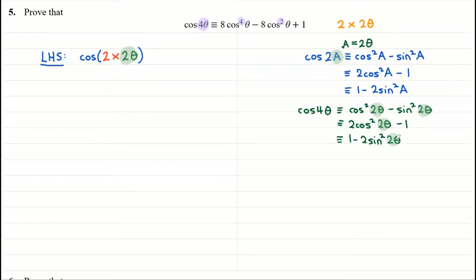So the question is, if that's my cos 4 theta that I'm talking about, which one am I going to use? None of these look anything like this polynomial on the right-hand side here.